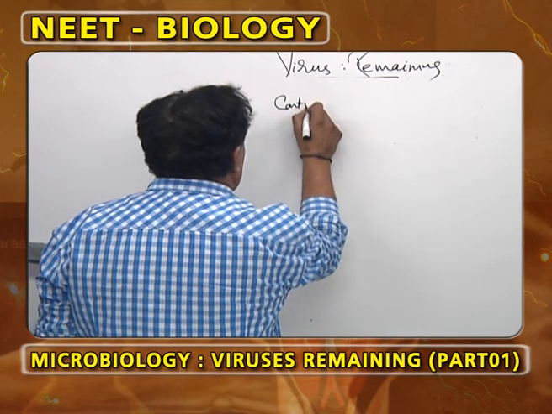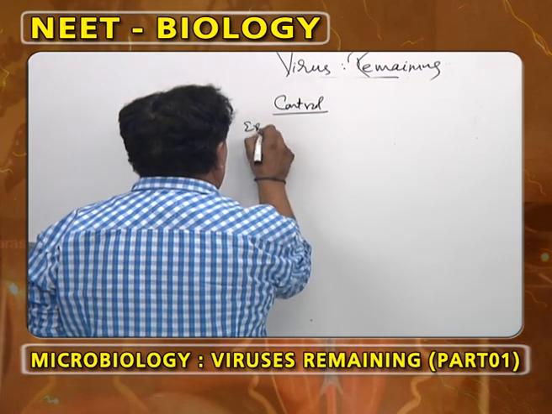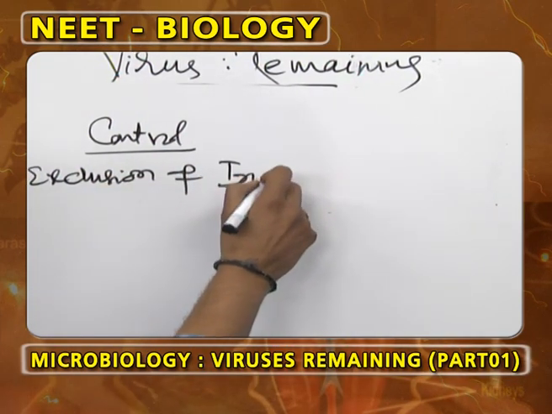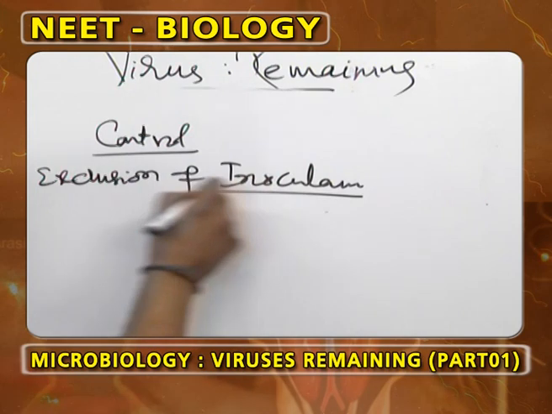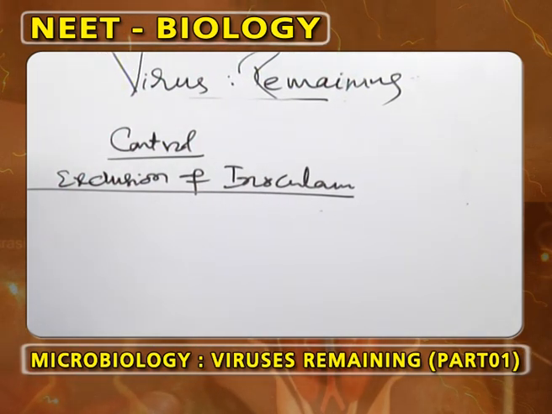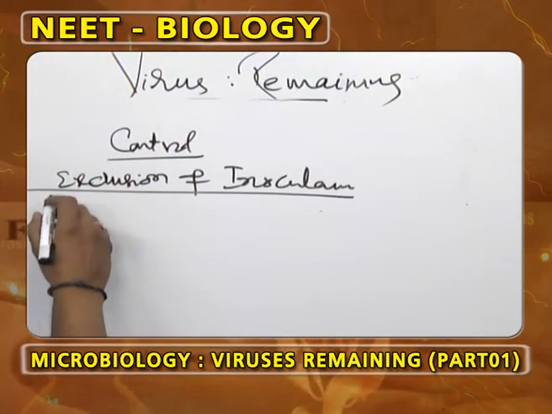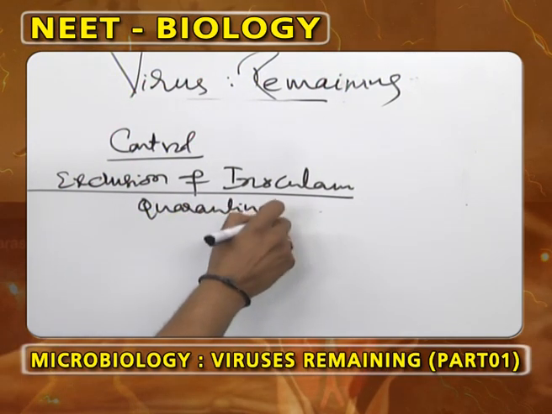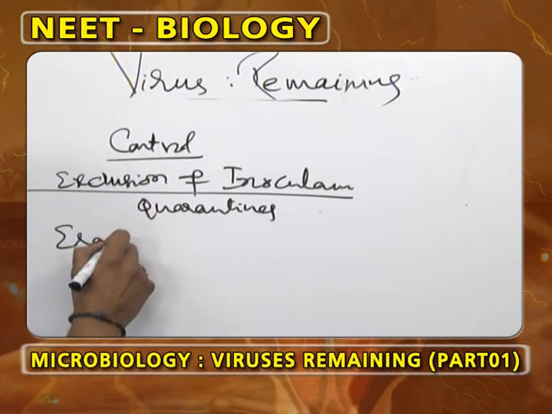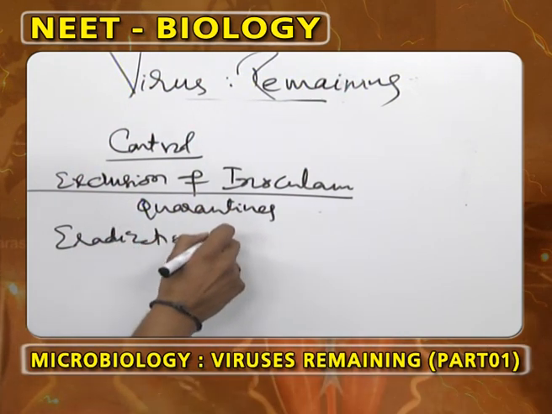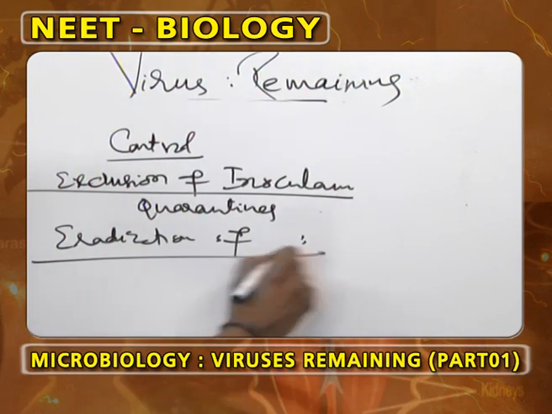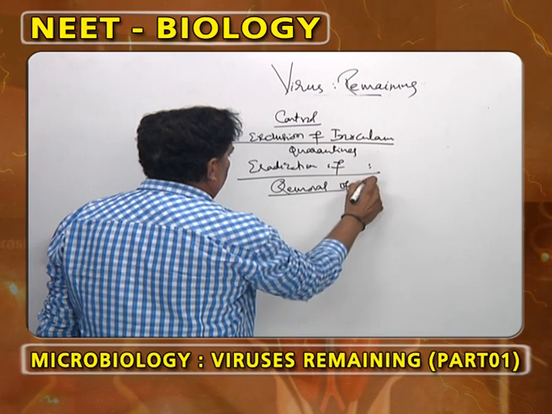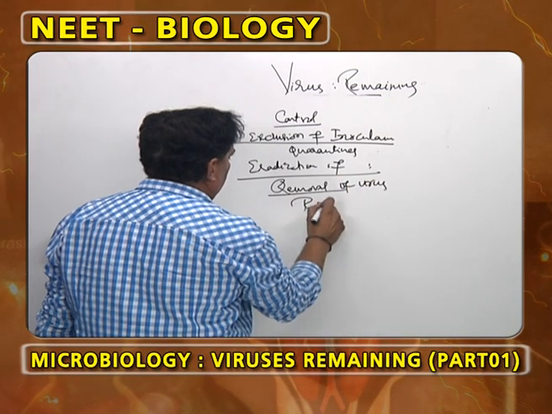So, control of viruses. One, exclusion of pathogen, exclusion of inoculum. That means once a plant is seen with a disease, it is completely eradicated, or special quarantines are taken into consideration to prevent the entry of pathogen. Then eradication of pathogen. Eradication of inoculum is complete removal of virus. This removal of virus by burning the infected plants is popularly called roguing.